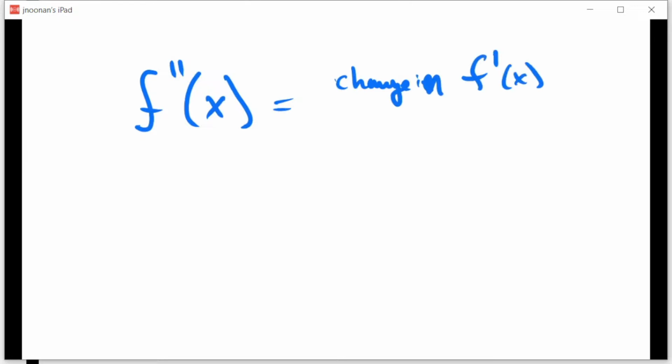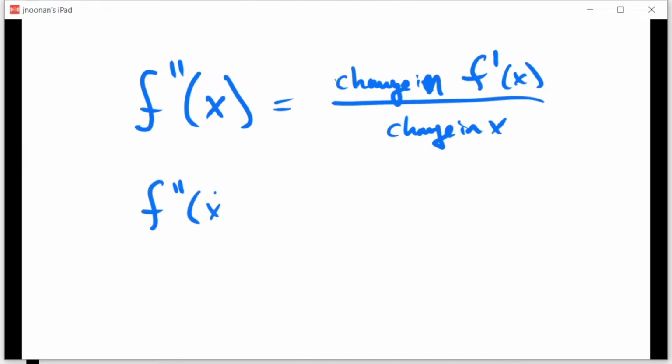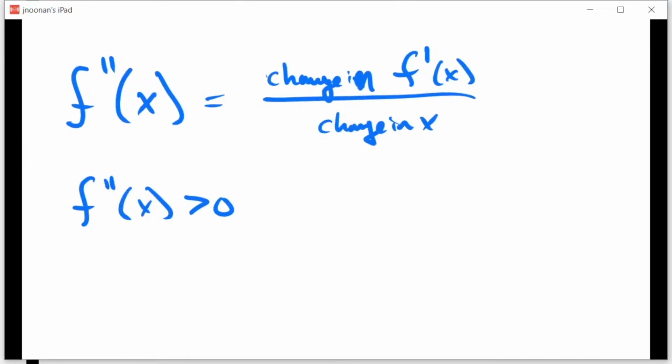Prime over change in x. Okay, so that's what f double prime means. It's how the slope is changing as you move from left to right. So here are some examples. When the second derivative is greater than 0, what you're going to see is that the slope is getting steeper, getting more positive.